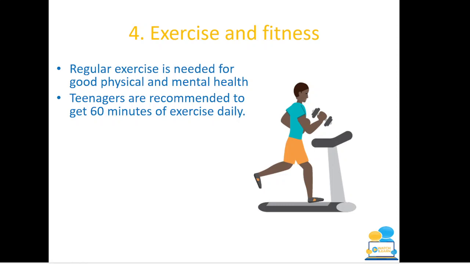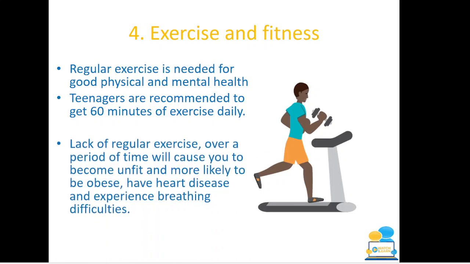So teenagers are recommended to get 60 minutes of exercise daily. So, for example, when you're walking from class to class, you're building up those minutes. When you're walking around on yard, walking to and from school, you're walking your dog. This is how you're going to bring up your recommended daily exercise. So lack of regular exercise over a period of time will mean you become unfit, more likely to develop obesity, which means you're more likely to develop type 2 diabetes, heart disease, and experience breathing difficulties later in life.